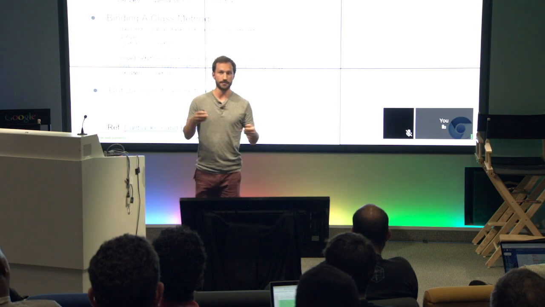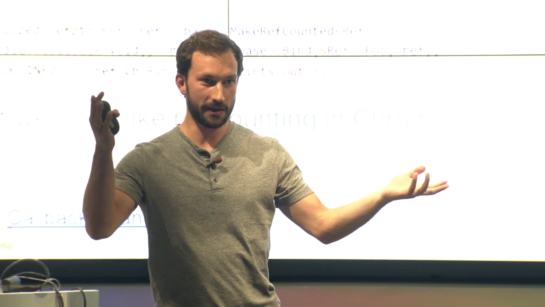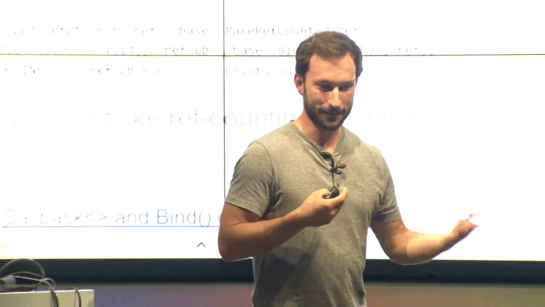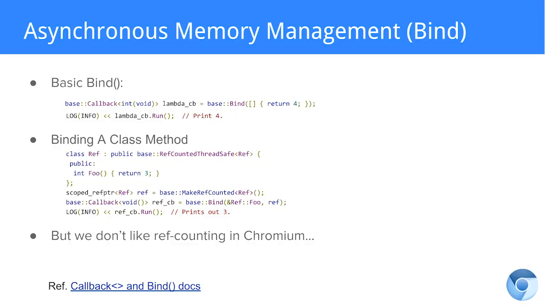How do we do memory management? Who says multi-threading says data races? Well, hopefully not, but it's possible. So how do we avoid data races? And the way we do this is we manage memory through bind.